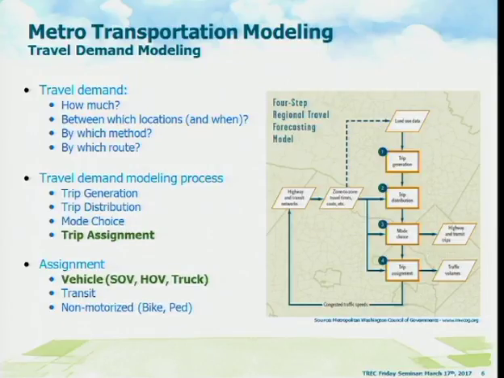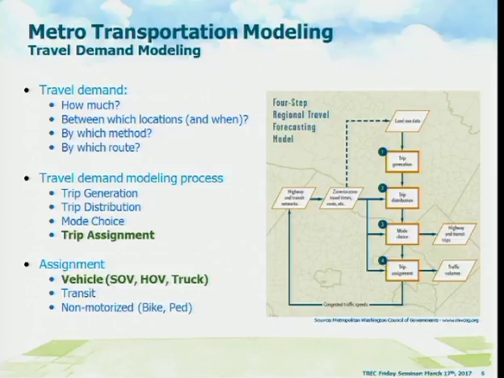I'm going to back up and give you a broad overview of what transportation modeling is. There's really four things that we're trying to figure out, and they're encapsulated by the traditional four-step model. We're trying to figure out how much demand, how many trips there are going to be, where people want to go, how they want to get there, and which modes they want to get there by.